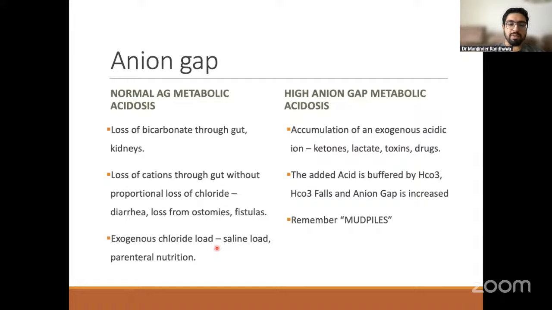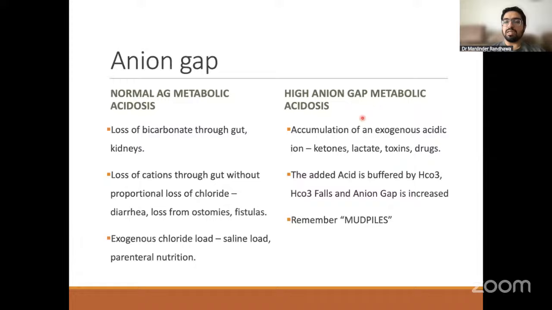So if you give normal saline, as we like to call it in intensive care circles, if you give 0.9% saline to a patient, you will see the chloride slowly rising, and eventually you will land up in a normal anion gap metabolic acidosis due to the hyperchloremia. Or again, parenteral nutrition, which has a lot of chloride, so an exogenous chloride load.